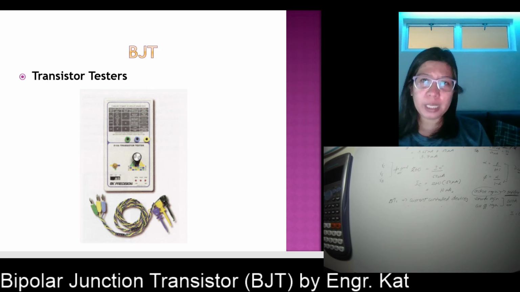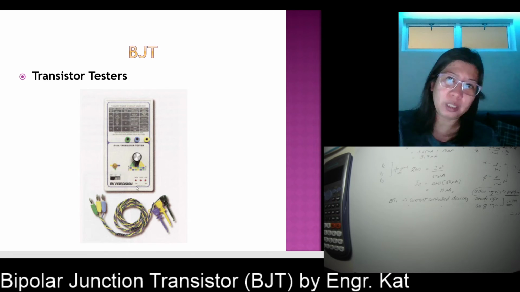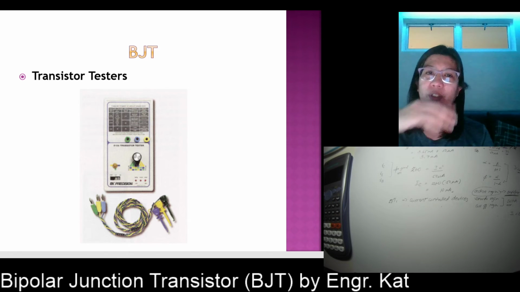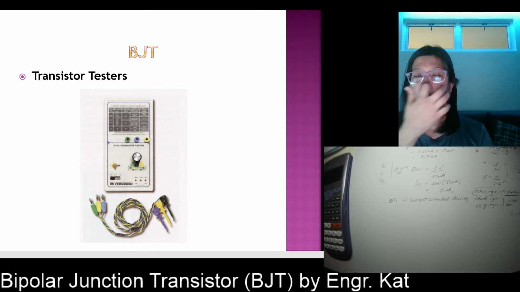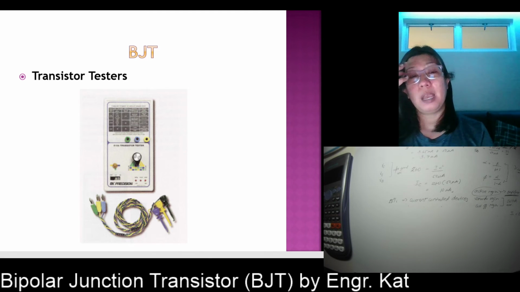Some laboratories have transistor testers. All you have to do is place your transistor there, the 3 terminals of your transistor, and then the specifications, the parameters will appear on the screen. However, in our laboratory, we don't have these transistor testers.